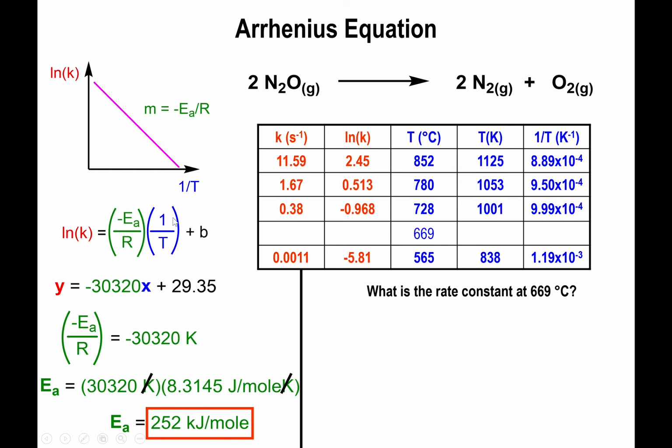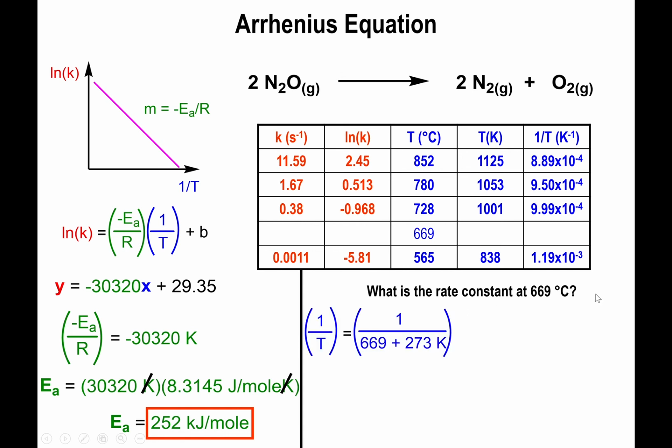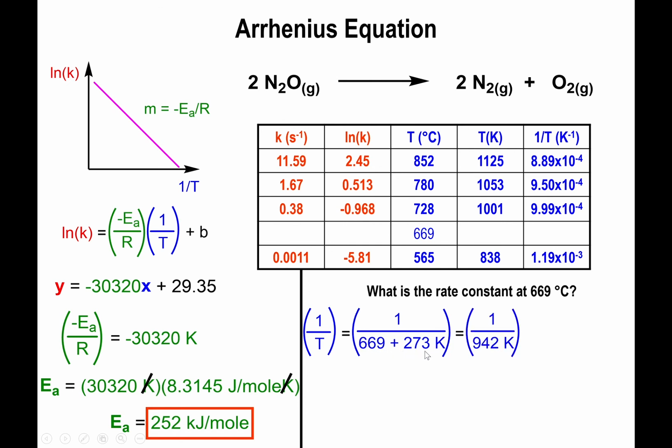And not only that, the x value of this equation is not the temperature, it's the inverse of the temperature. So what you need to do is not only convert the degrees Celsius to Kelvin, but you have to divide it from 1 to get the value of x from this equation. So x is literally 1 divided by 669 plus 273. All right, so you get 1 over 942, which gives you a new value, 1.06 times 10 to negative 3.